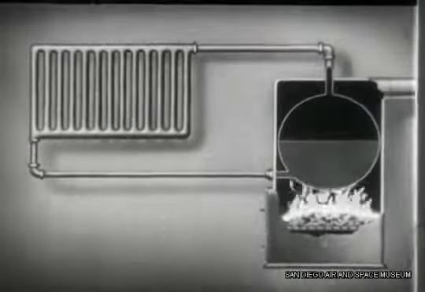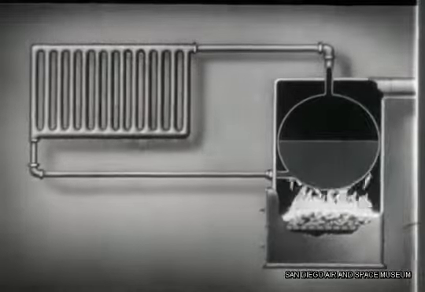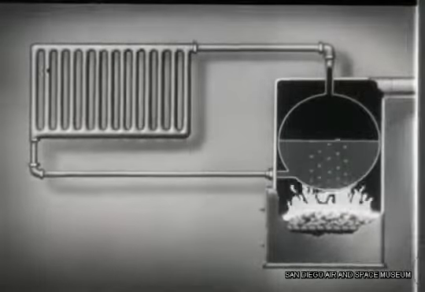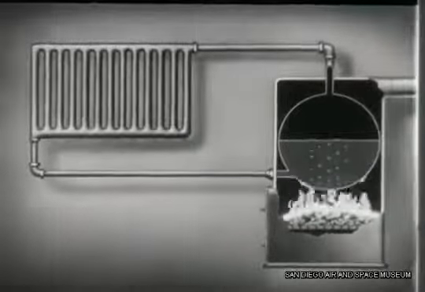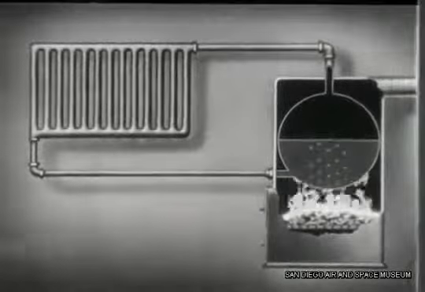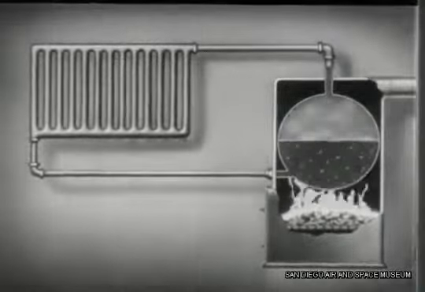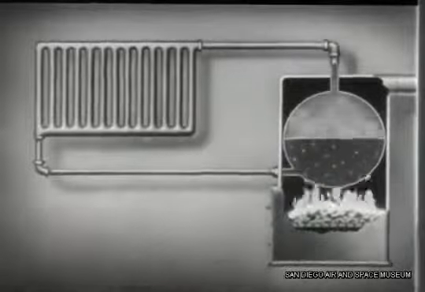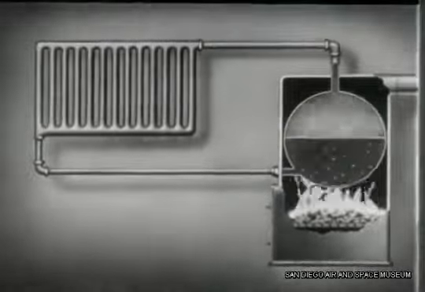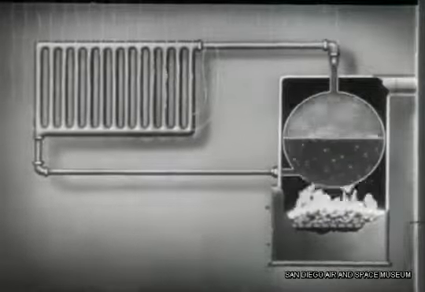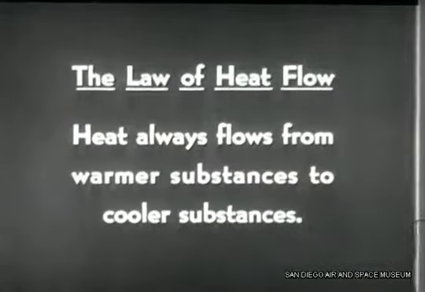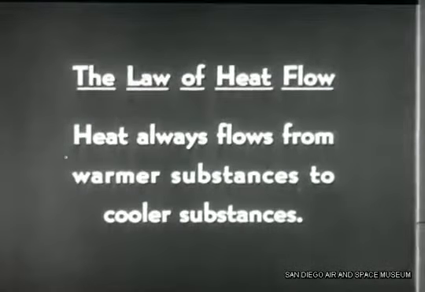Like the law of heat flow. That's easily demonstrated in an ordinary home steam heating plant. In this steam furnace, the heat from the hot flame flows to the water, which is cooler. The water gets warm, and the heat flows from it to the cool radiator. When the radiator is warm, the heat flows out to the cool air in the room. From all this, we can see the law of heat flow. Heat always flows from warmer substances to cooler substances.